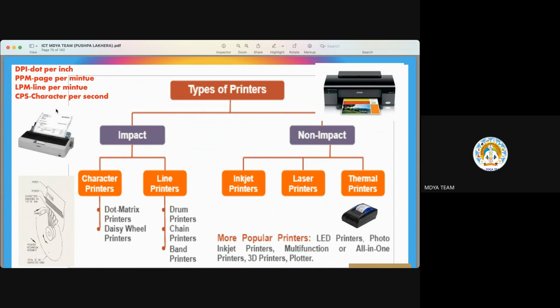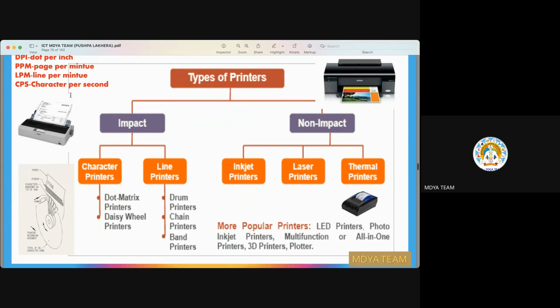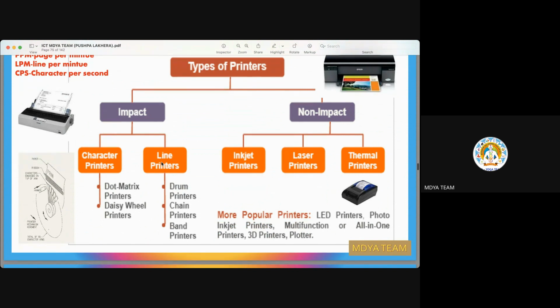There are differences, right? If it is DPI, then dots per inch. PPM is pages per minute, how many pages in 1 minute. How many lines in 1 minute. How many characters in 1 second. So you should remember where it is minute, where it is second, where it is inch. So character printers and line printers are impact printers. And non-impact printers, which don't make any impression on the page, are inkjet printers, laser printers, and thermal printers.